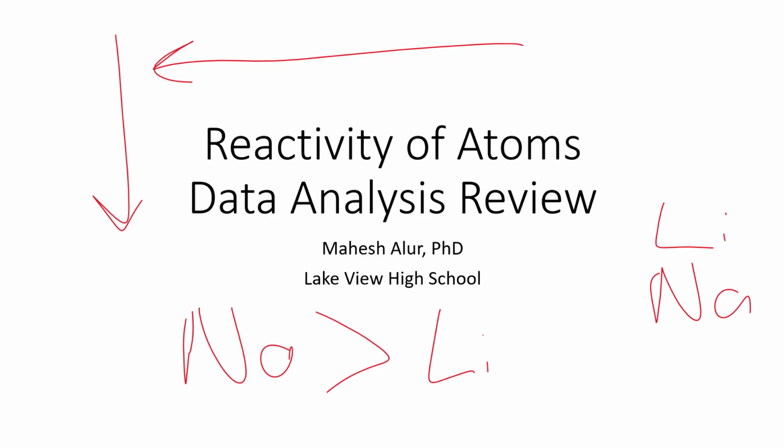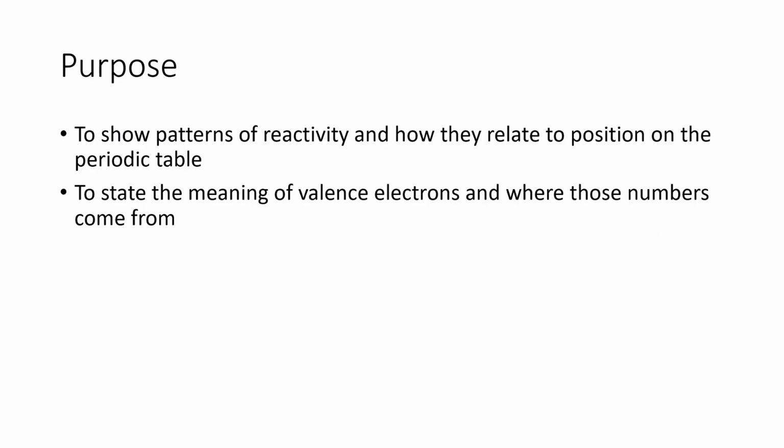So we're trying to bring in some other data to help us understand the reason for these patterns, and eventually we're trying to understand the nature behind valence electrons and where you get them. Here it states it: the purpose of this data analysis was to show patterns of reactivity and how they relate to position on the periodic table, and state the meaning of valence electrons and where those numbers come from.